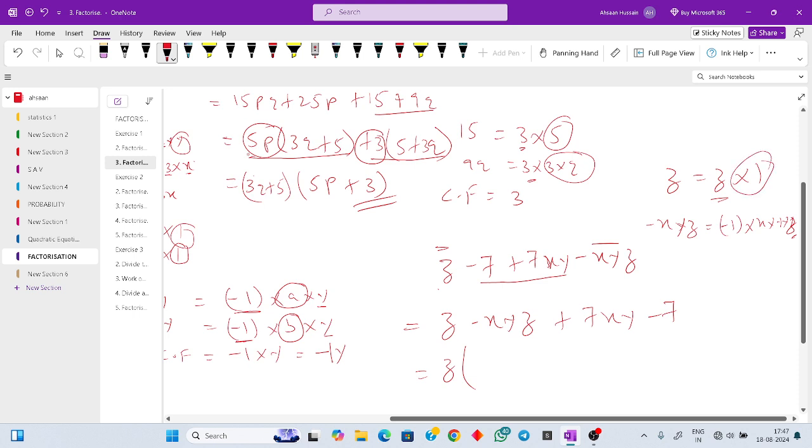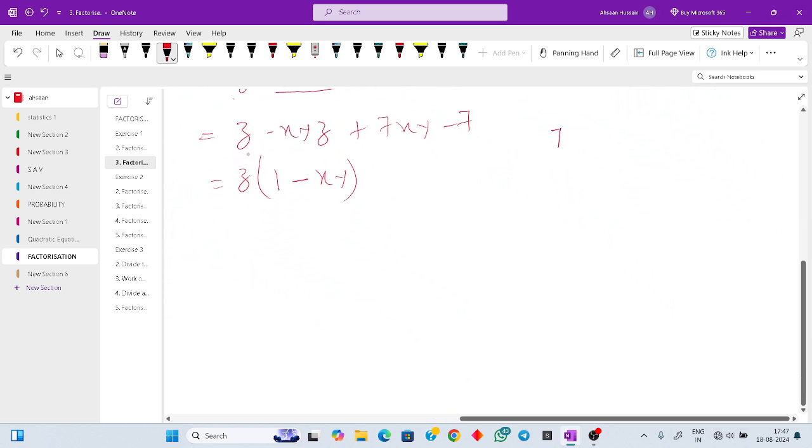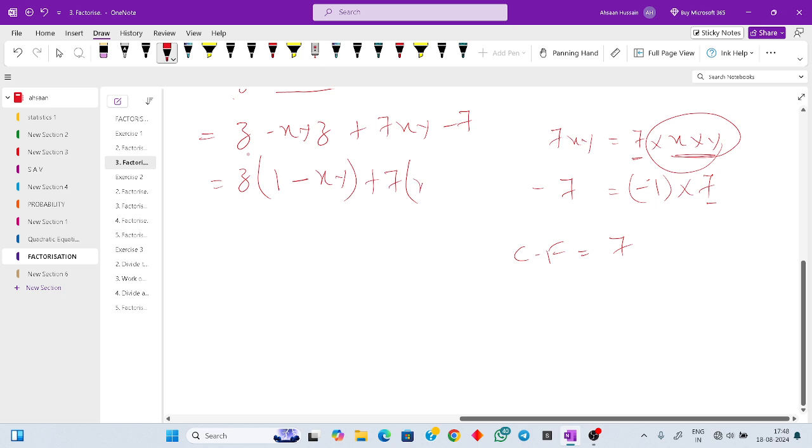So what is left here? 1. And here x multiplied y is left. Also minus 1 is left. So write minus xy. Again, 7xy means 7 multiplied x multiplied y. And negative 7 means negative 1 multiplied 7. So common factor will be 7. So what is left here? Xy is left. That means xy. And here negative 1 is left. So write negative 1.